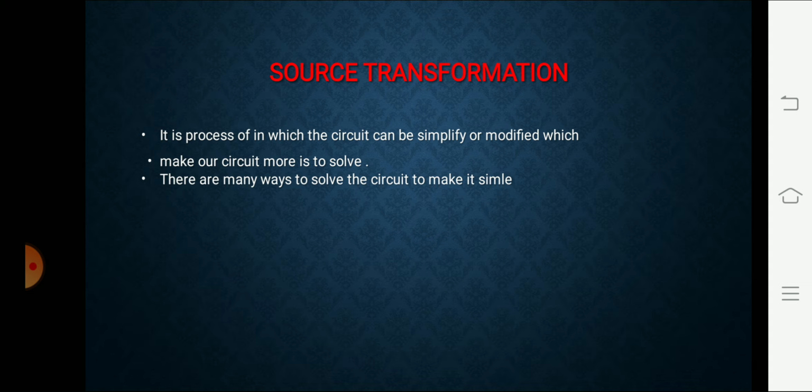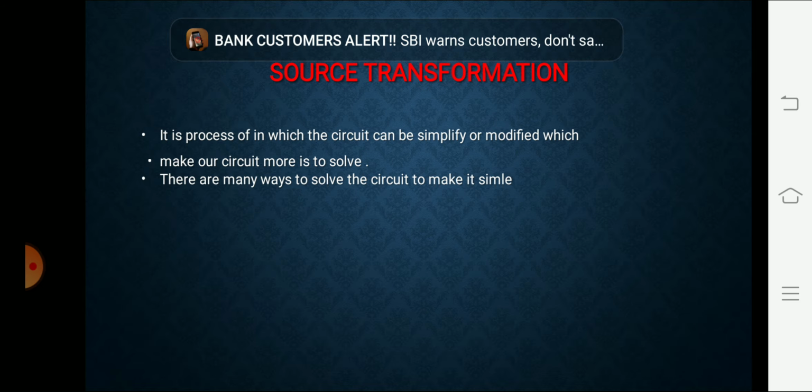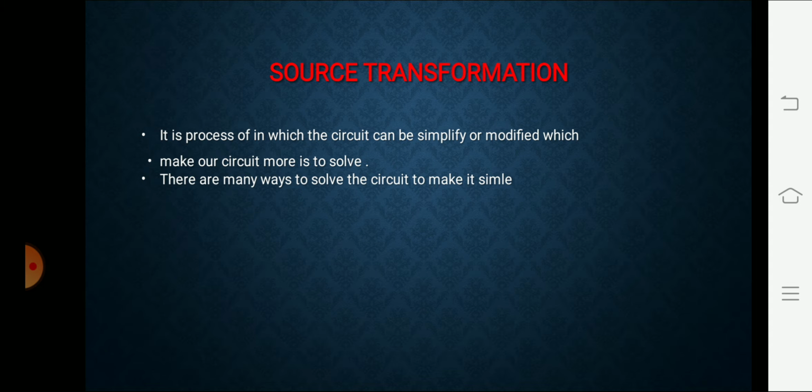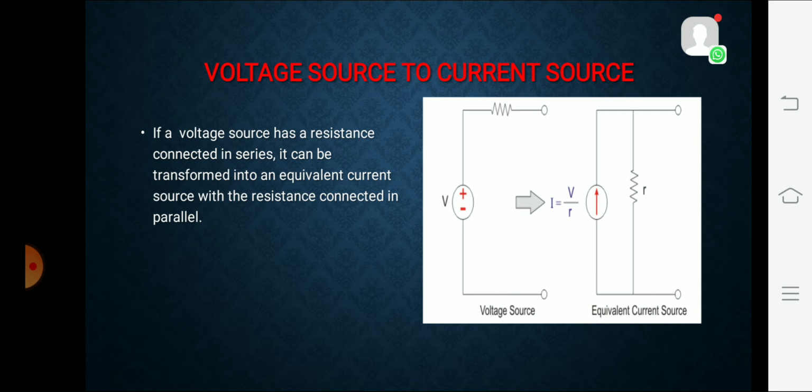The next one is source transformation. It is the process in which a circuit can be simplified or modified. There are two types of source transformations: voltage source to current source and current source to voltage source. First we see the voltage source to current source.